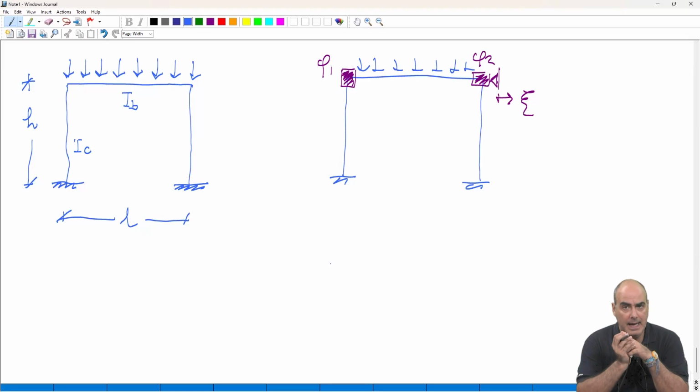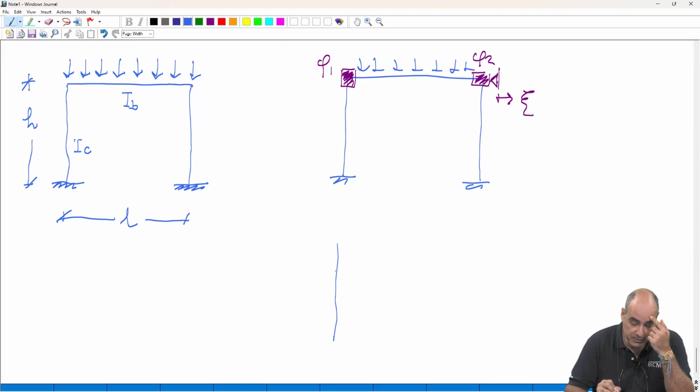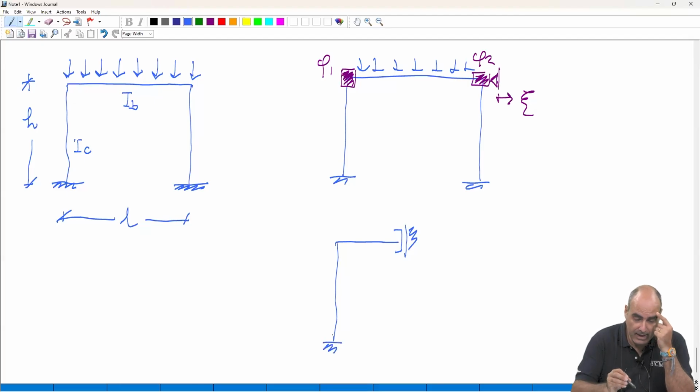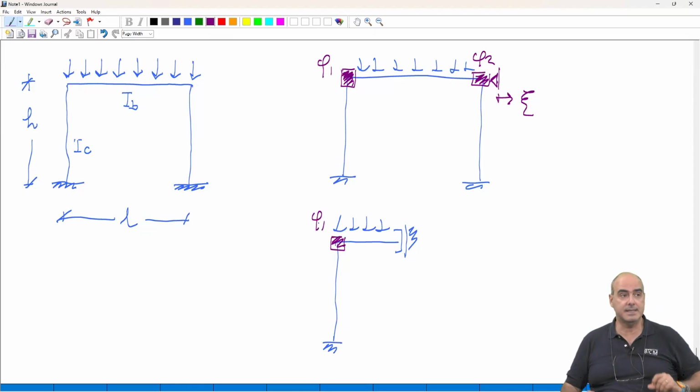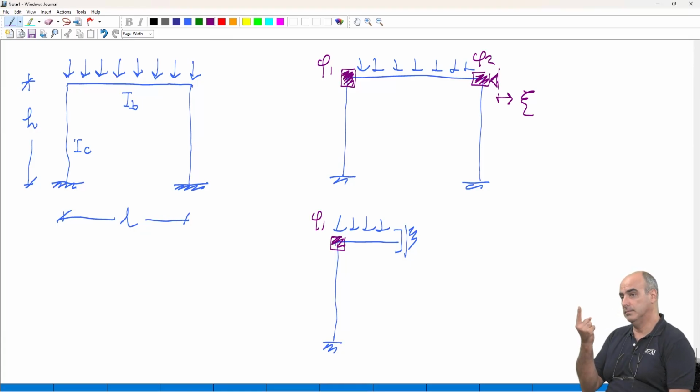But we realize, looking at this structure, that it is symmetric and symmetrically loaded. So we say, okay, I can analyze half of it. And what is the saving in this case? Well, the saving is that instead of having a system of 3 equations in 3 unknowns, I have just 1 equation.